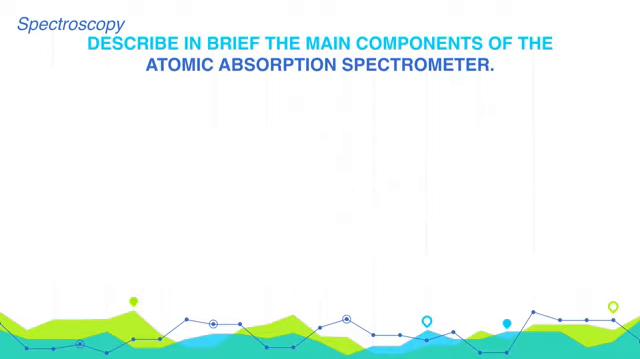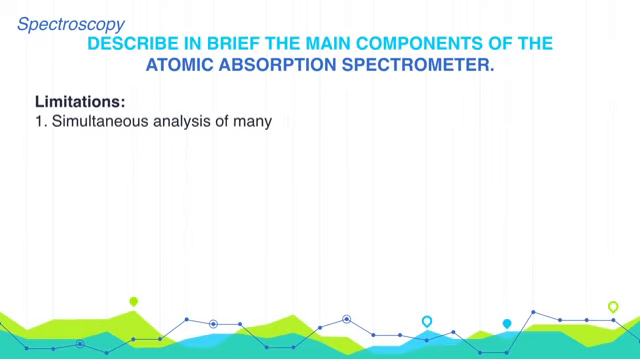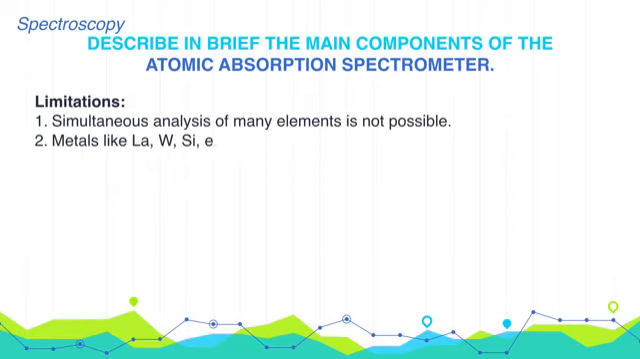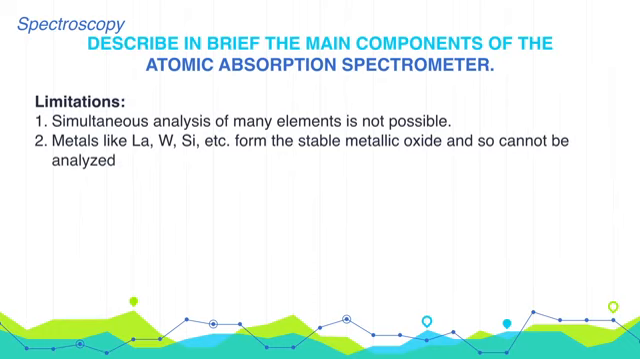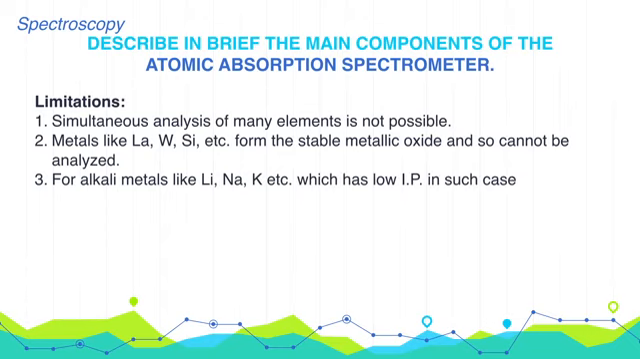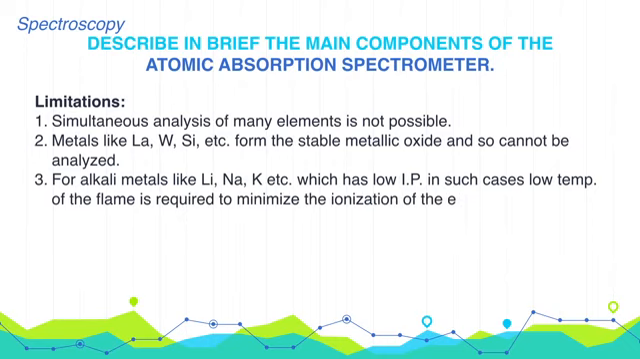But then also this method is having some limitations, like simultaneous analysis of many elements is not possible. Metals like lanthanum, tungsten, silicon, etc. form the stable metallic oxide and so cannot be analyzed. For alkali metals like lithium, sodium, potassium, etc., which have low ionization potential, in such cases, low temperature of the flame is required to minimize the ionization of the elements.